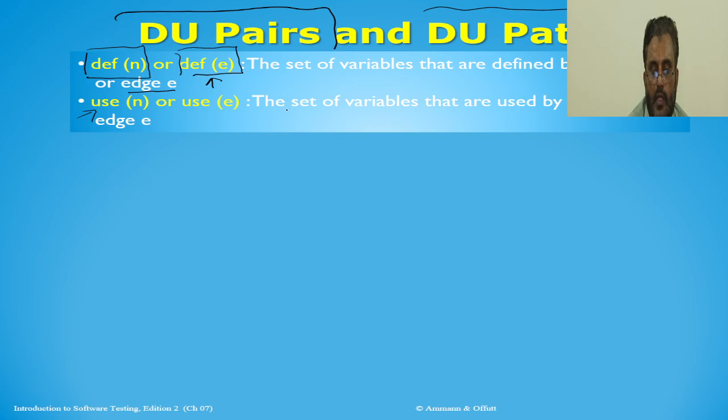So what does that mean? The set of variables that are used by node n or edge e. So if some variables are being used at node n, then we can use this notation use(n), and if those variables are being used at an edge, then we can use this notation use(e).